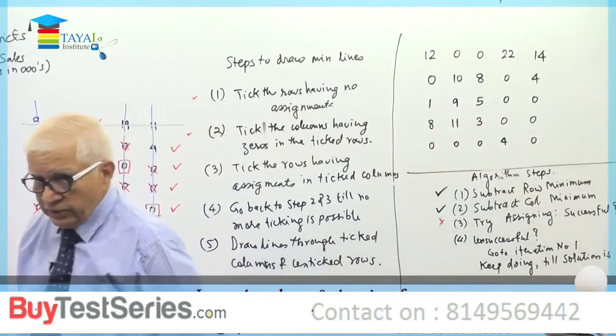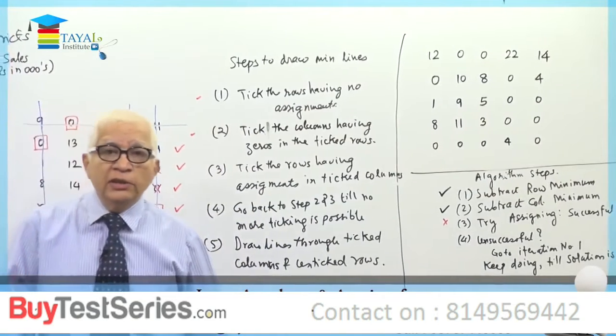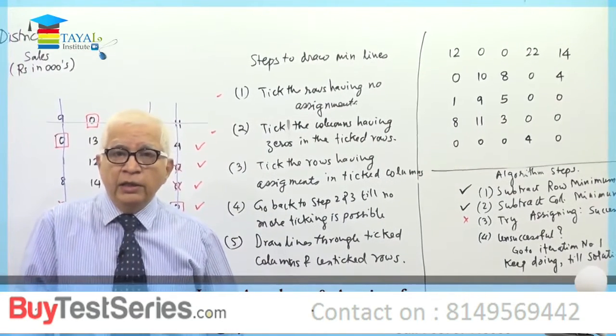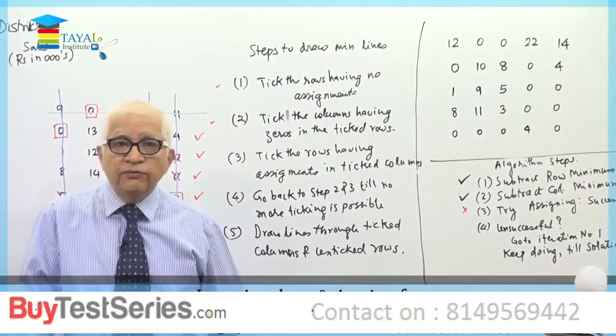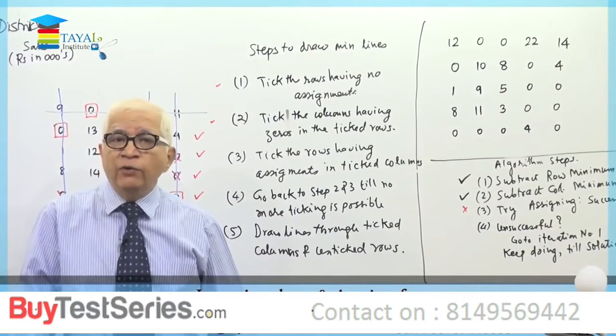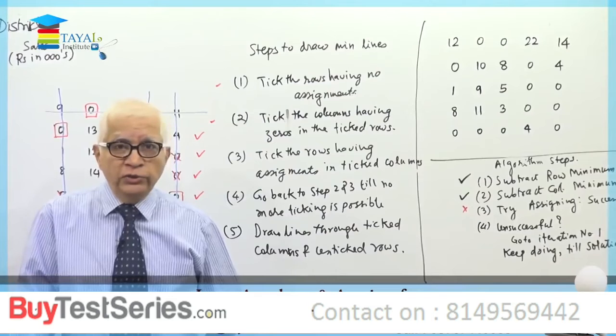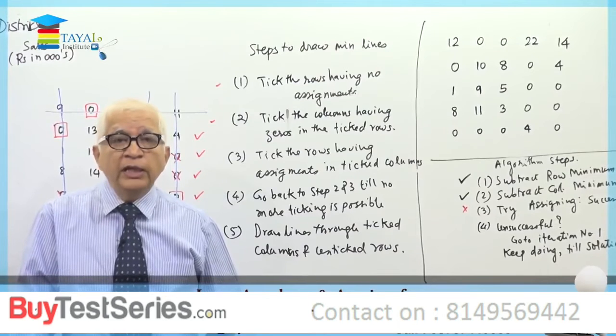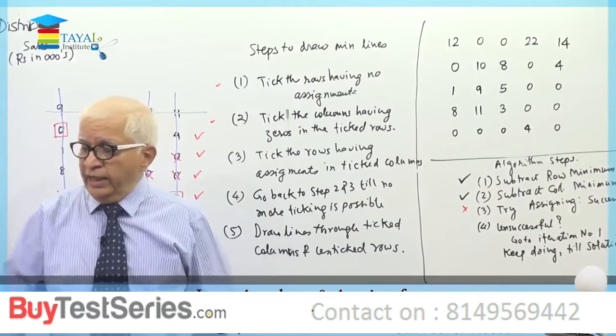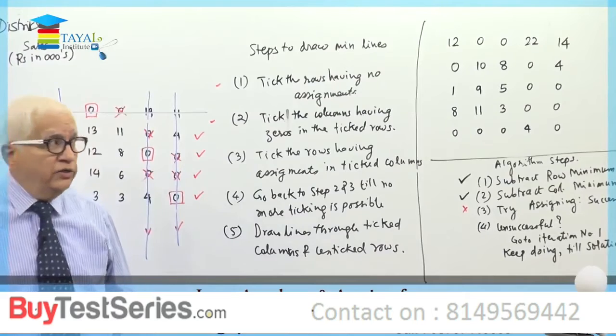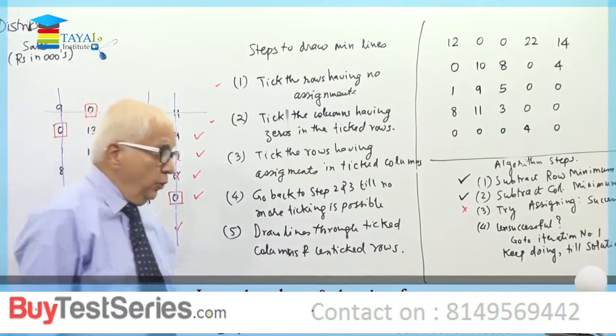This is the new matrix, which means now I should try once again to make assignments, firstly at unique zeros, and once unique zeros are over, we should make assignment at non-unique zeros. How do we follow the procedure? Top to bottom, left to right. Identify a unique 0 starting from the first row.